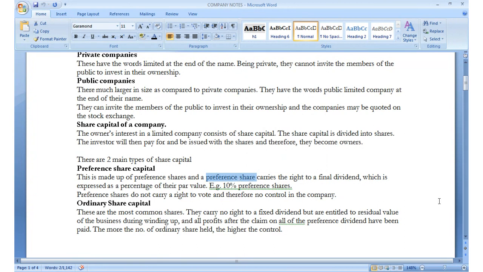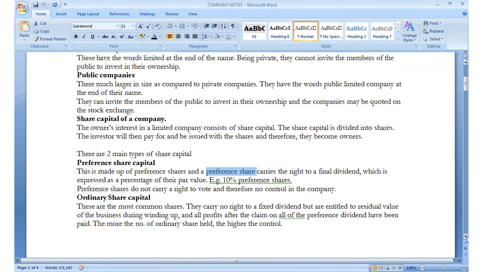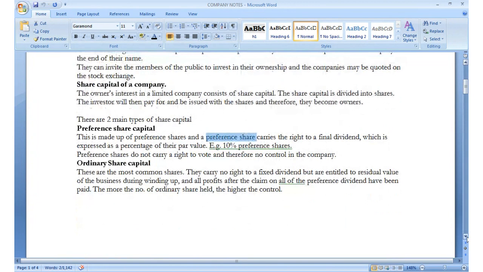For ordinary share capital, we are told that they are the most common shares. They are referred to as ordinary shares. When the company sells ordinary shares to members of the public, the money that they receive is the one that is referred to as ordinary share capital.